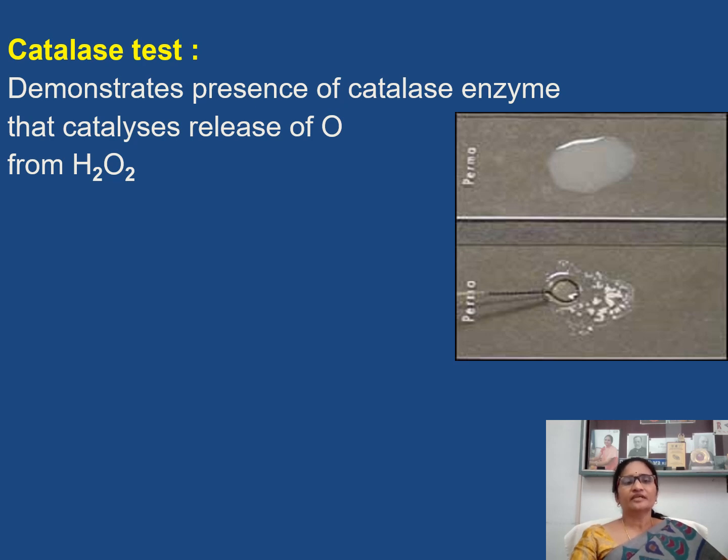See, some of the bacteria will have catalase enzyme in them. When you expose the bacteria to hydrogen peroxide, the catalase enzyme produced by the organism will split hydrogen peroxide into water and nascent oxygen. Some of the organisms will have catalase enzyme, some won't. That helps in the identification of the organism.